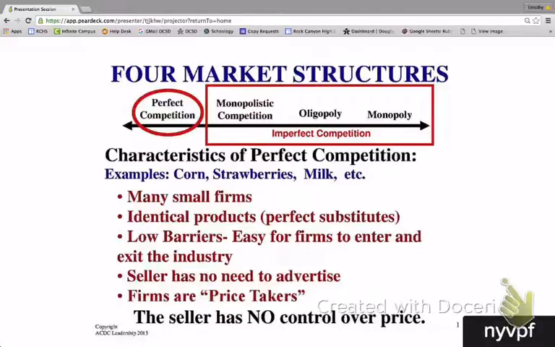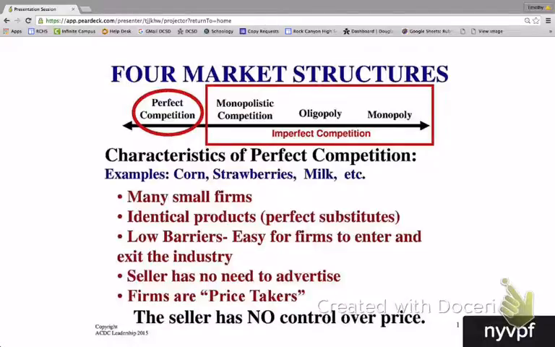Sellers have no need to advertise because they're selling identical products all at the same price, so there's no way to gain more market share by doing that, and they can sell as much as they want at the market price, so there's no need to do it. And in this industry, we say that firms are price takers. Because they have such a small share of the market to themselves, they have no ability to set their own price. And so the market determines what price they have to accept. So we call them price takers. The seller has no control over the price under perfect competition.